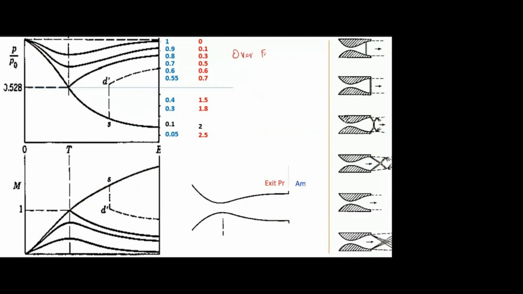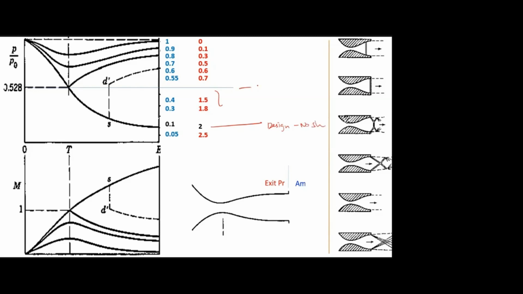So over expanded means there will be an oblique shock. Okay, this you can remember, otherwise it will always confuse you. Over expansion means oblique shock, and under expansion means expansion fan. Once you remember this, over expansion oblique, you can clearly write it. This is optimized, otherwise the design condition, no shock.